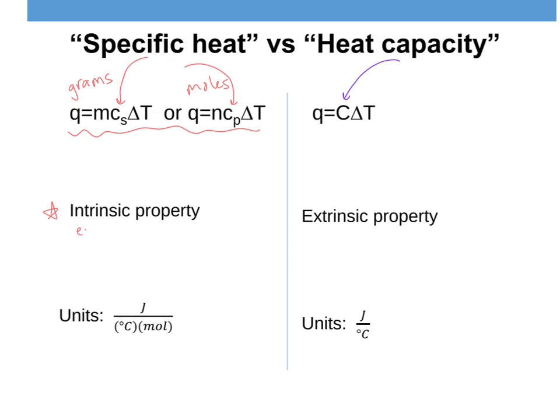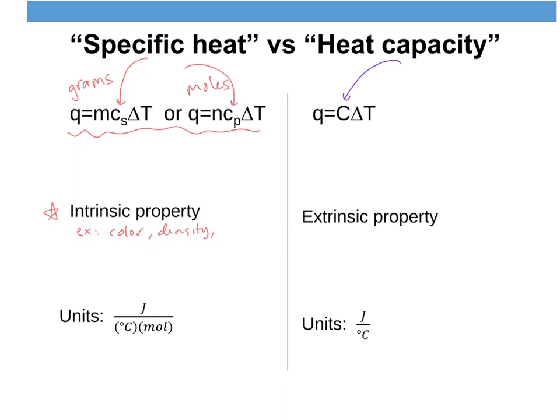So intrinsic properties are things like color. The color doesn't change depending on how much you have of something. The density doesn't either. The solubility, stuff like that. Solubility is how soluble something is in water or whatever the solvent is, but it doesn't really matter if you're talking about 1 gram of salt or a huge amount of salt. However many grams dissolve in a liter is going to be true for any amount of that stuff. Same thing for the density.